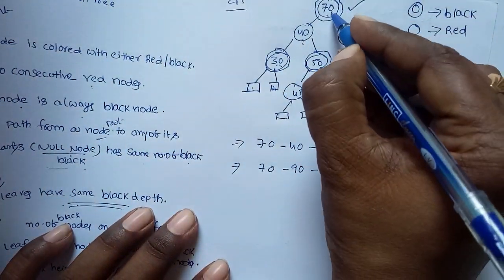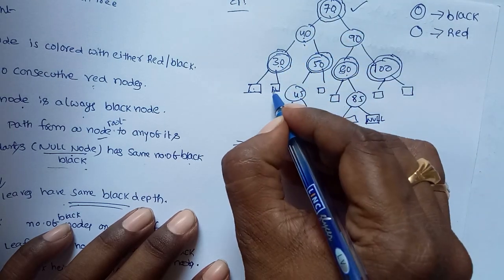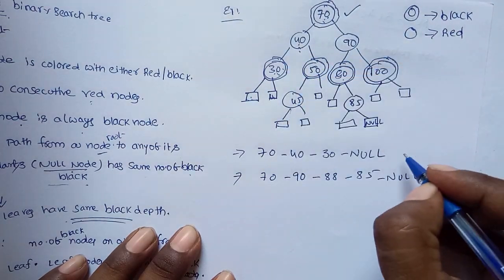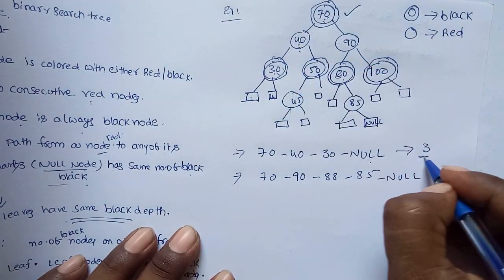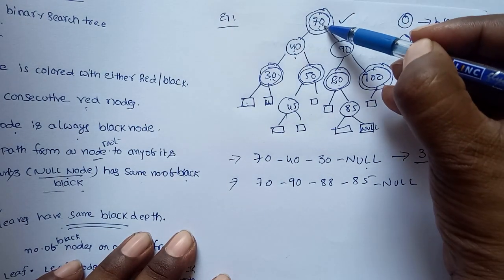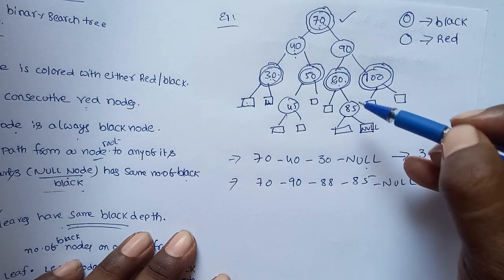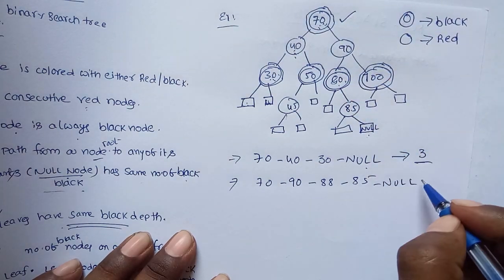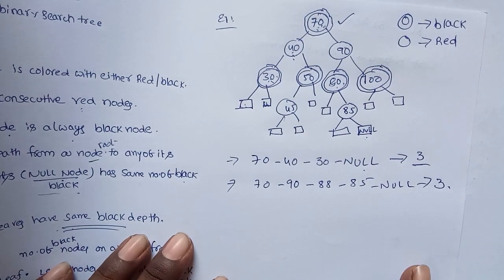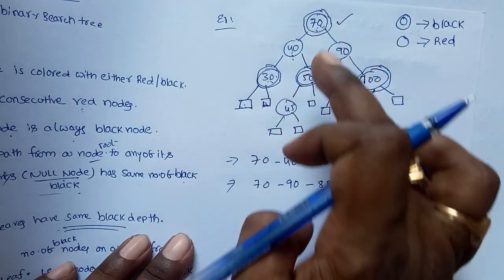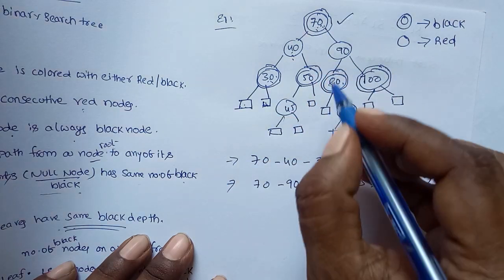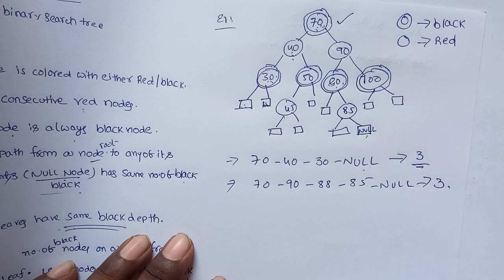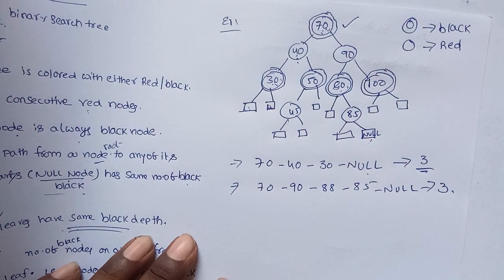See the path 70, 40, 30, reaching the null node. This is one path. How many black nodes? 1, 2, and including null, 3. It contains 3 black nodes. Suppose consider this path 70, 90, 80, 85 and null. 70 is 1, 80 is another, null is 3. Again it has 3 black nodes. Every path from root to any of its descendants, that is from root to a null node on any path, the number of black nodes must be the same.